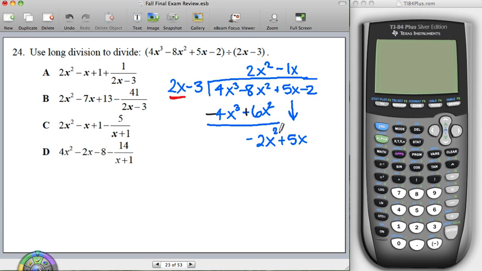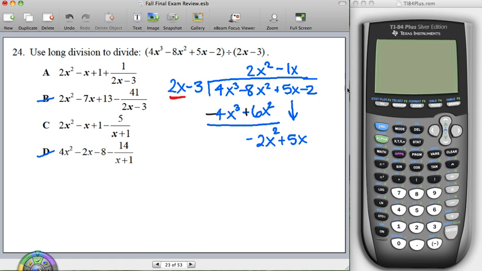squared. Now if you look up here, we can already figure out some of our answers. So since I have a 2x squared, I can eliminate d. I have a minus x, which means I can eliminate b. So if you didn't know what to do next, you could take a guess. And you'd have a 50-50 chance of getting it right.